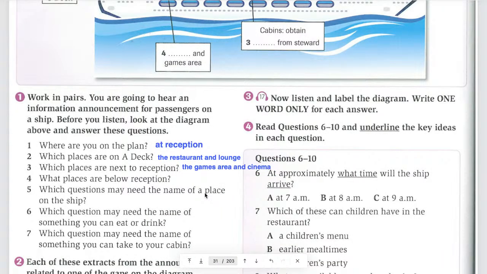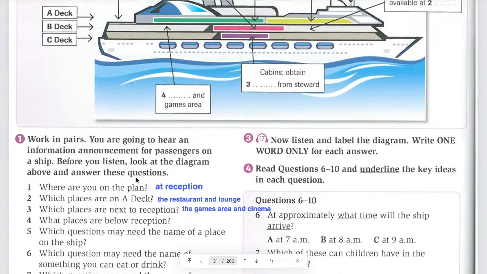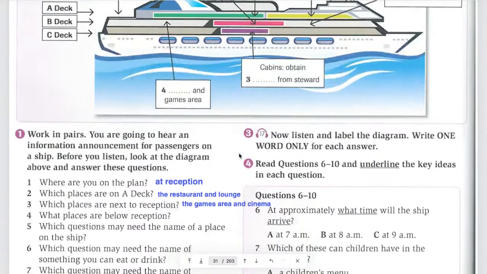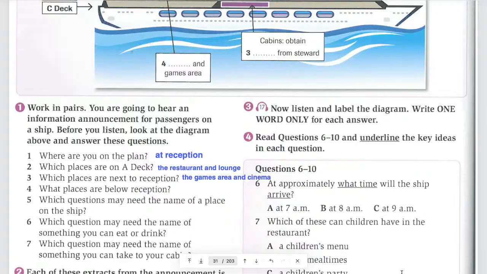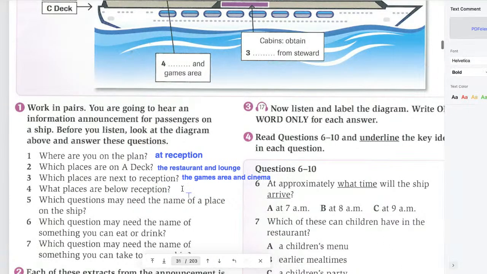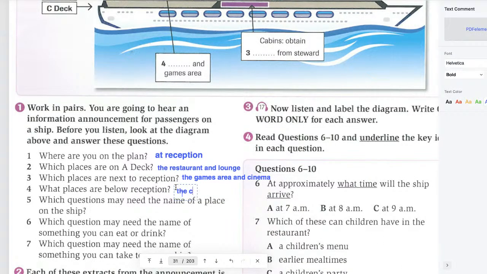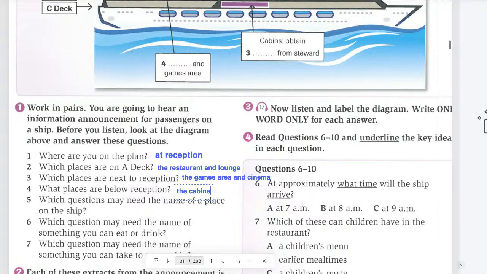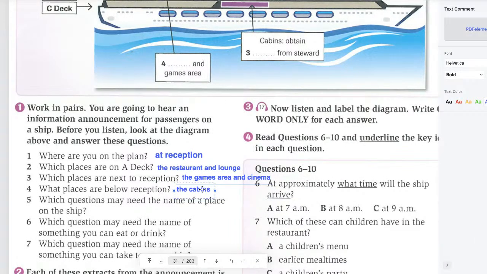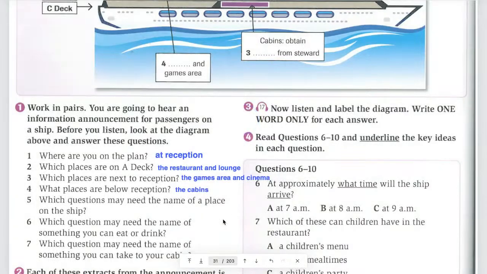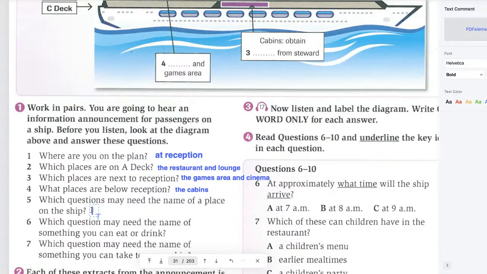Okay, now number 4. Yeah, you just write down the answers there. Number 4, what places are below reception? Cabins. Yeah, we have the cabins, right? So you can write the cabins there. The cabins, okay? Yeah, the cabins. So you need to know all the locations there. Now, which questions may need the name of a place on a ship? So you can say 2, 4, 5. Yeah? 2, 4, 5.